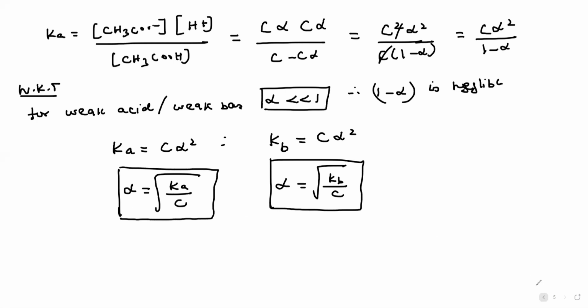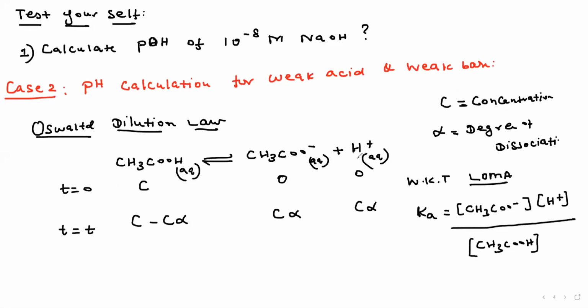Now see, if I take an acid, H plus forms; for a base, OH minus forms. What is the concentration of H plus ion? C alpha.